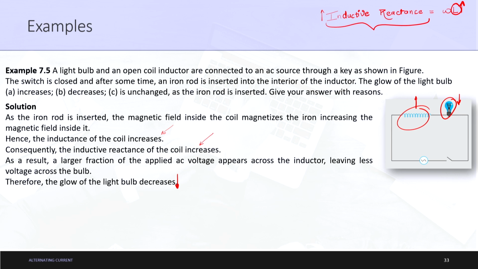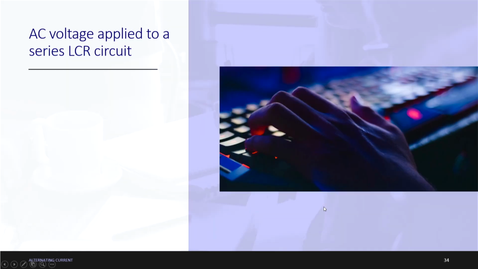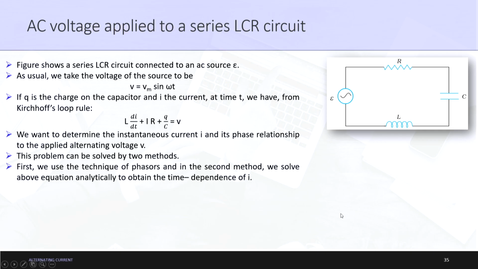Okay. So, that thing being said, let us now start a new concept, a very important concept as far as this complete lecture series is considered. So, it is AC voltage applied to a series LCR circuit. As the name suggests, series means everything written after it is connected in series, not in parallel, and LCR means L is an inductor, C is a capacitor, and R is a resistor. Okay. Fine. So, AC voltage applied to a series LCR circuit.